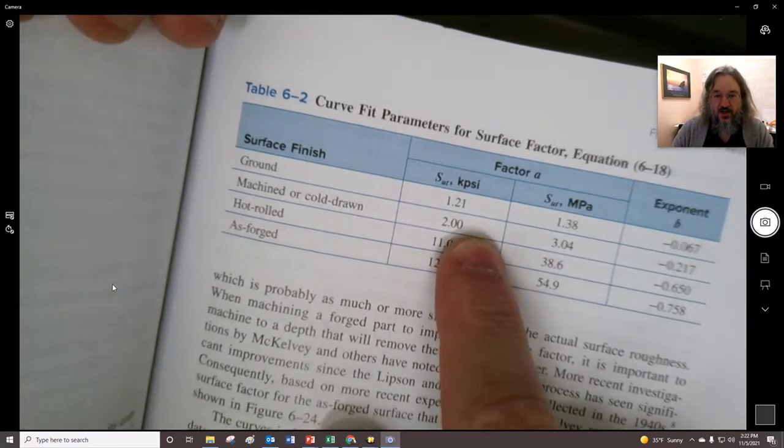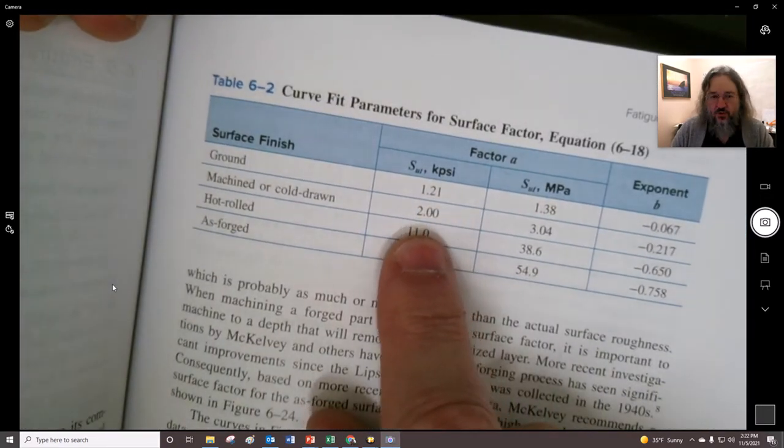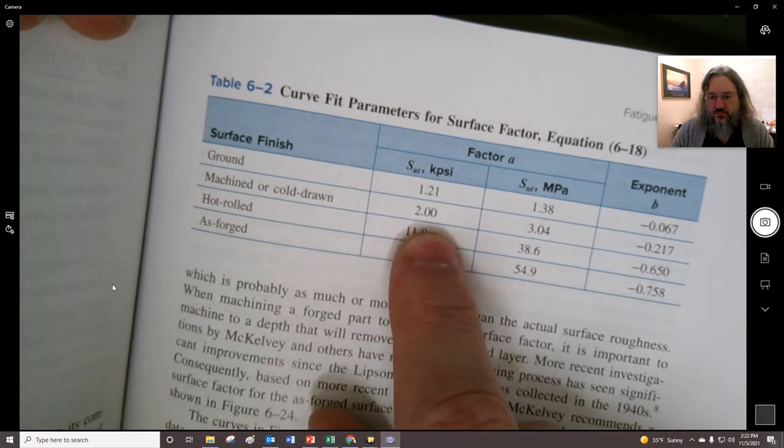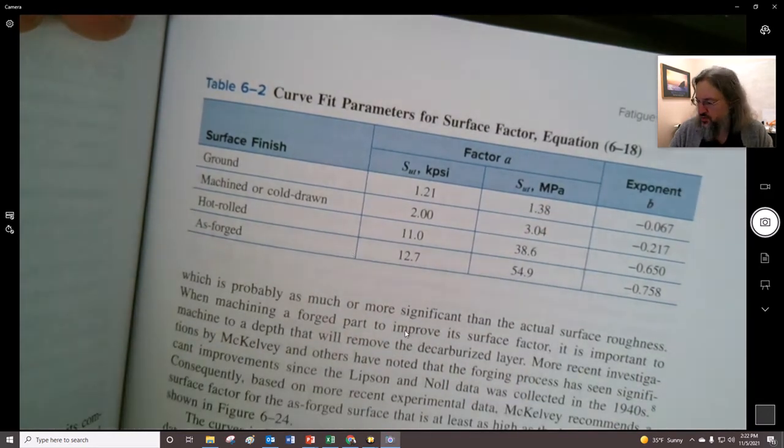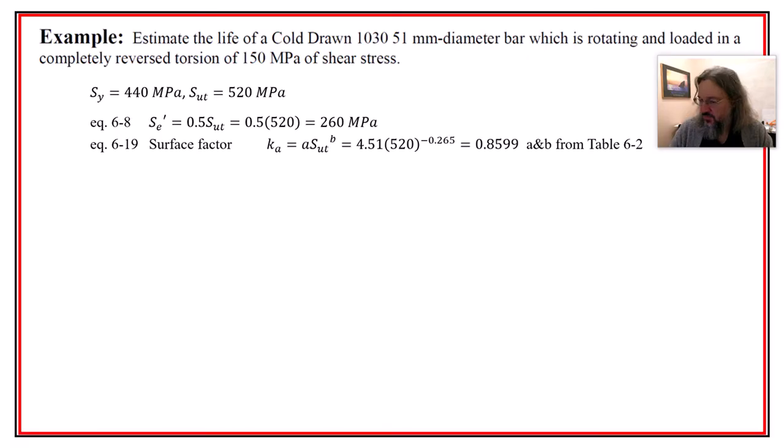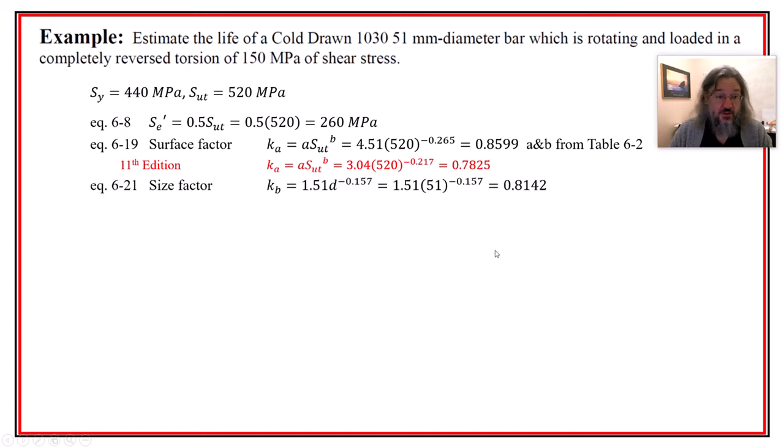So here you go. Here is where we would find it for cold drawn, I believe. But you'll notice that the numbers are wrong. That's because they changed things for the 11th edition. So in the 11th edition, we use 3.04 for A and a negative 0.217. So you can see the effect of them updating that table.